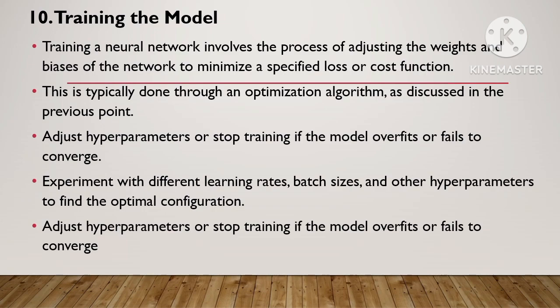Step number 10 is training the model. Now we need to train the model. Training a neural network involves the process of adjusting the weights and biases of the network to minimize a specified loss or cost function. And this is typically done through an optimization algorithm, as discussed in the previous slide.